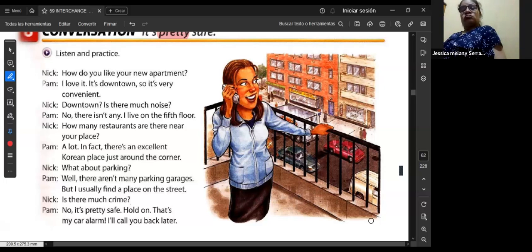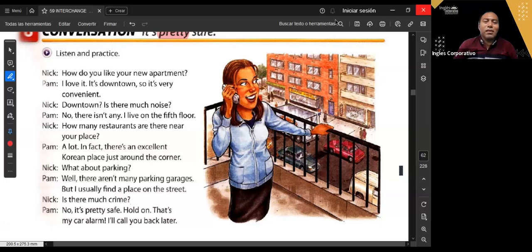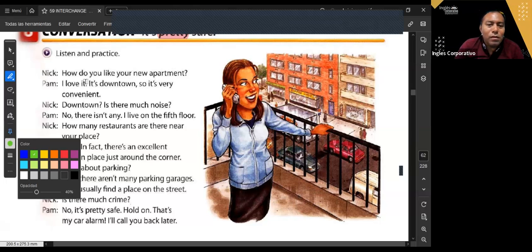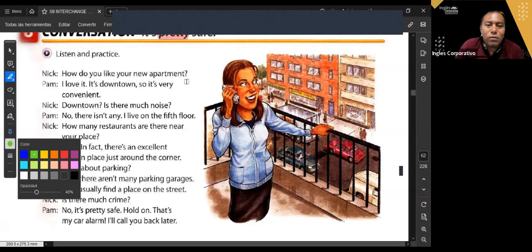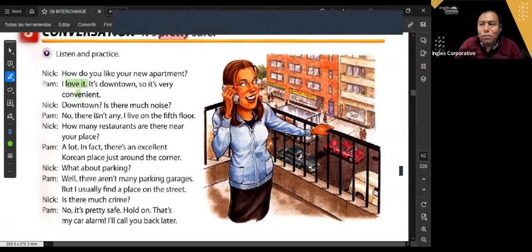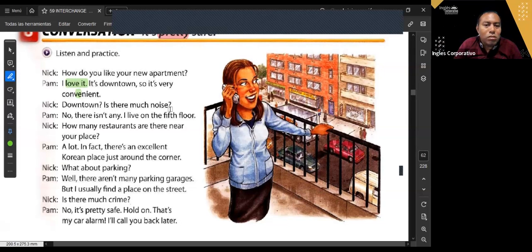Hold on. That's my car alarm. I'll call you back later. Okay, now here you have, for example, how do you like your new apartment? I love it. The letter E is mute, so you join. I love it, right? Downtown, el centro de la ciudad, is very convenient. This one is a letter I, convenient. Is there much noise? No, there isn't any.